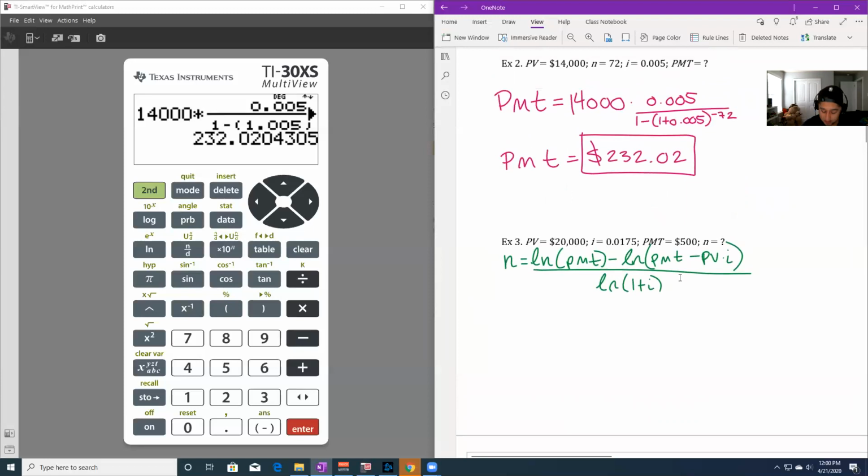Okay, so there it is. Now let's plug in what we know. N equals the natural log of the payment, which is 500, minus the natural log of the payment, which is 500, minus the present value of 20,000 times I, 0.0175. And all of this is over the natural log of 1 plus I, 0.0175.